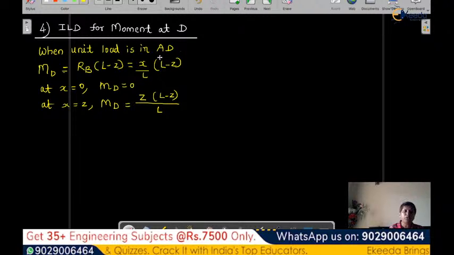Okay, so when the unit load is in AD, our values are this. So these values we will be plotting. Now let's see when the unit load is in portion DB.